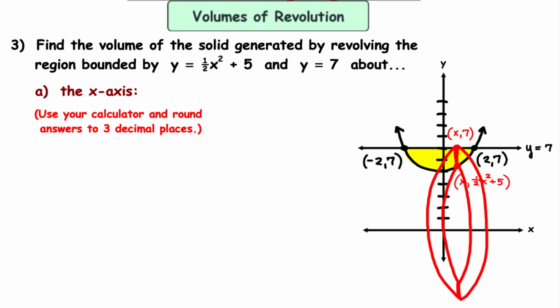And the washer method requires 2 radii. A large uppercase R for the outer radius, and then a lowercase baby r for the inner radius, or the hole. Let's start with the outer radius. The outer radius would be the distance from here all the way down to the axis of revolution. Well, that's just simply going to be 7. It's 7 units. The inner radius, lowercase r, is basically the radius of the hole. So you would start here and come down to the axis of revolution. That's going to be the 1/2 x squared plus 5.